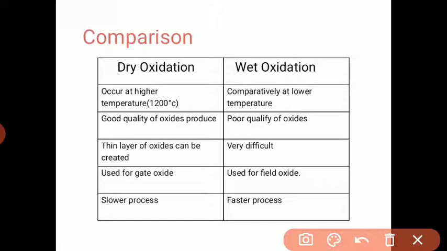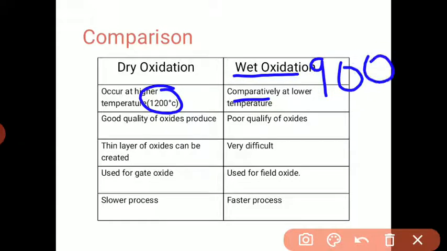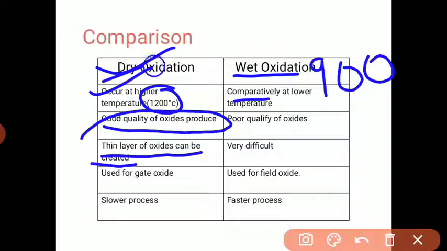In dry oxidation, we need to maintain our temperature at 1200 degrees centigrade. Whereas in wet oxidation, just now we have seen we need to maintain temperature near about 900 degrees centigrade, which is lower than dry oxidation. So good quality oxide can be produced using dry oxidation, but the quality of the oxide is poor in wet oxidation. A thin layer of oxide can be created here. Here a thick layer of oxide is formed. So it is very difficult to form a thin layer of oxide using the wet oxidation process.